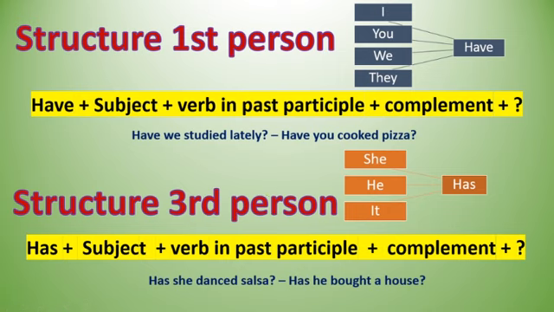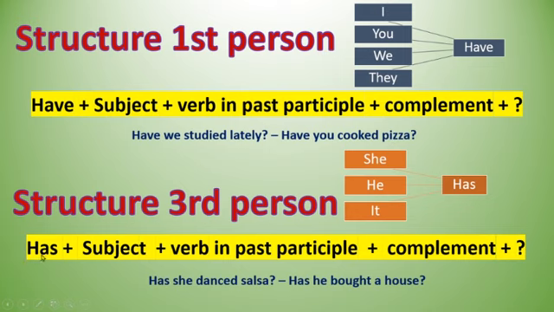Now, what about the structure? You need to know and you need to remember that we use have for I, you, we, they, and we use has for she, he, it. We have the structure here: have, subject, verb in past participle, complement, and the question mark. Don't forget to add the question mark. For example, have we studied lately? Have you cooked pizza?